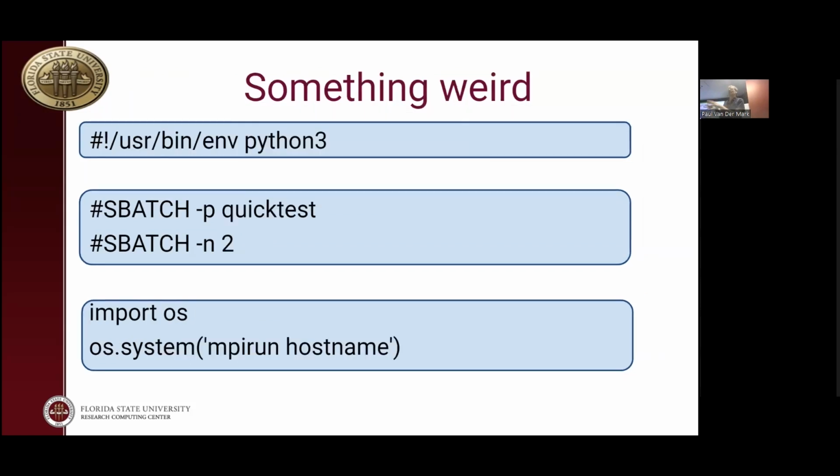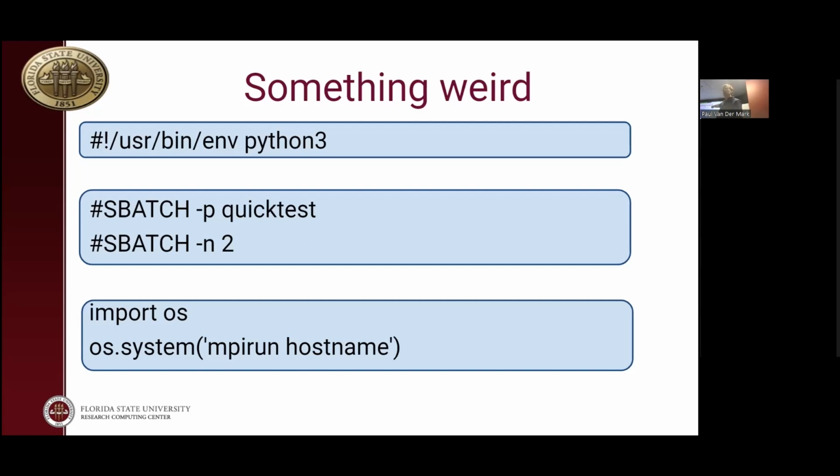Anyway, so this is something weird. So I told you that you can use any programming language that has the hashtag as a comment. This is one of those things. So this is a Python script. Now, most people just use the direct path to Python. I used to like the env and then Python 3. So it can pick up any Python 3 that you want if you want to work with multiple versions of Python 3. But this is a Python script.